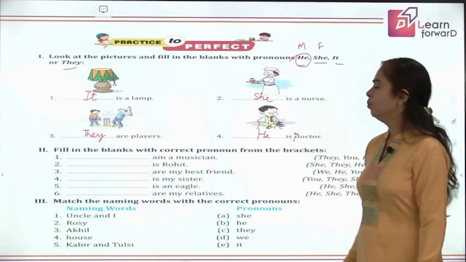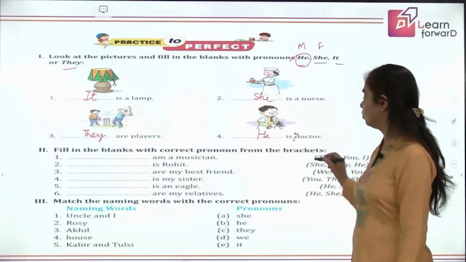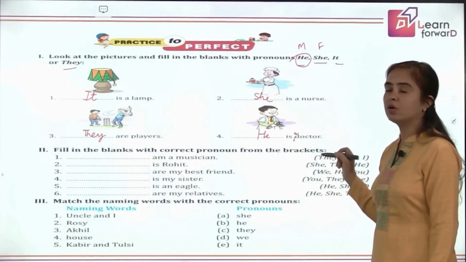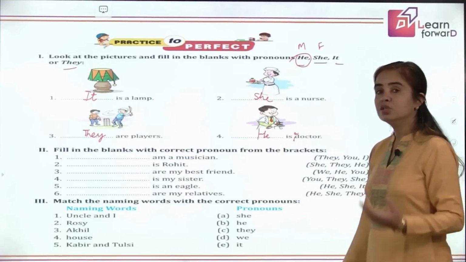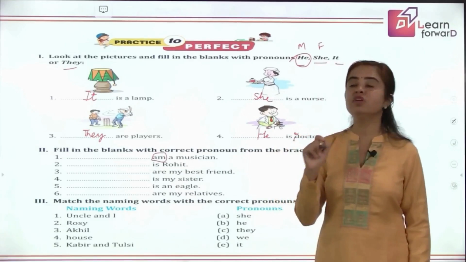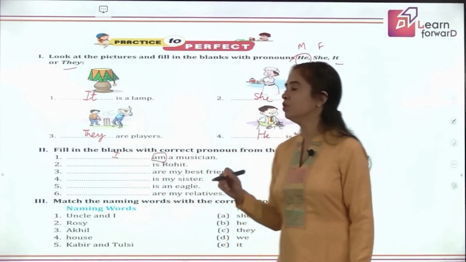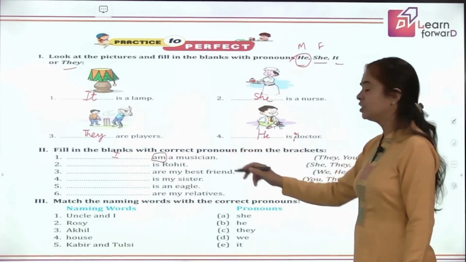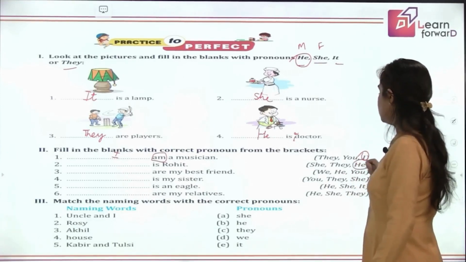Right? Moving ahead to the next exercise, fill in the blanks with the correct pronoun from the brackets. Yes, a choice is given to you. You have to pick out the best one. ___ am a musician. So do you know where to use am? Am is always used only with the pronoun I. So it will be I am a musician. ___ is Rohit. Now Rohit, we are talking about a boy. So we will say he is Rohit.